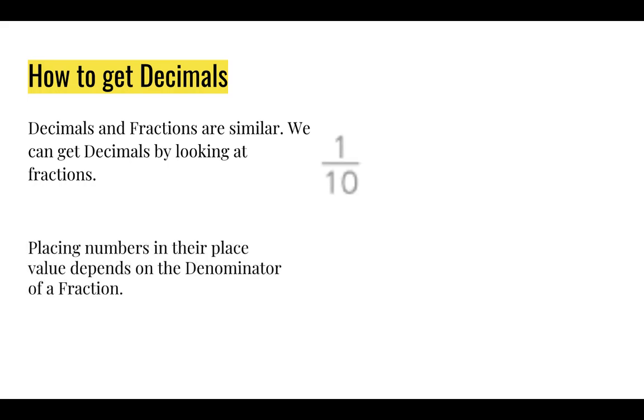So let's take a look at this fraction here. This is 1/10. Because our numerator is 1 and our denominator is 10, we can convert it to a decimal. Again, you can only convert fractions that have a 10 or a hundredth in the denominator. So this would be converted to 0.1. This is the tenths place. This is 1/10.